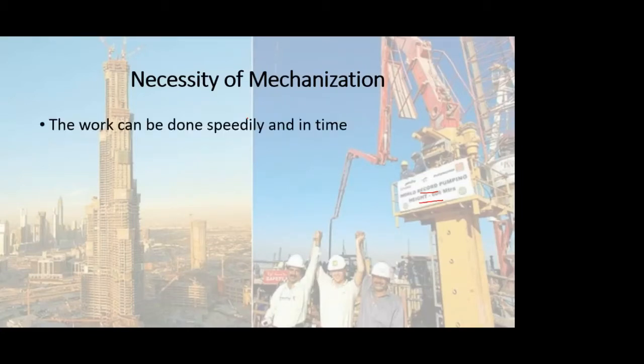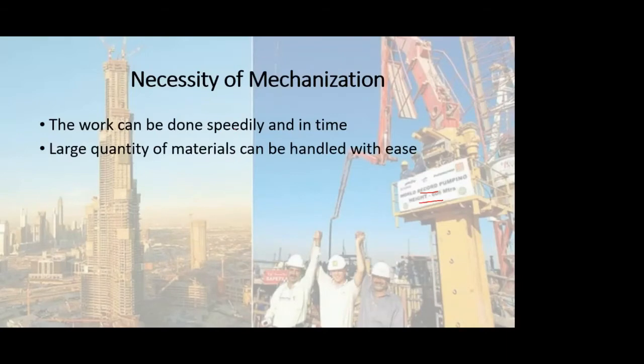So the same I have just included here. It's nothing much to explain: you can work speedily and in time. Material can be handled in large quantity, like this concreting one. For a huge slab of one of the floors of Burj Khalifa, suppose you have to do concreting, the amount of concreting is too large, the quantum is too much, and obviously manually you can't do it. You can do it, but it's not feasible economically and it is also a challenging one.